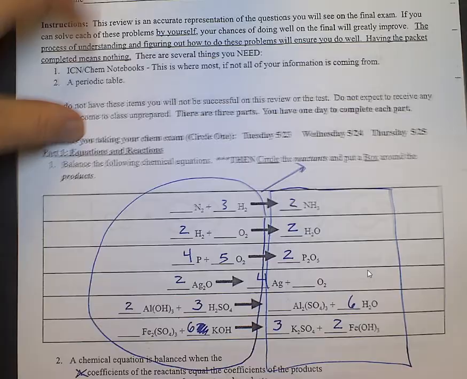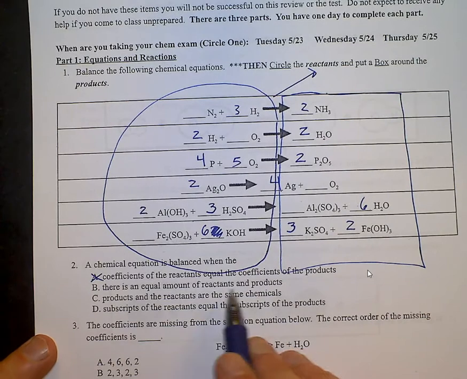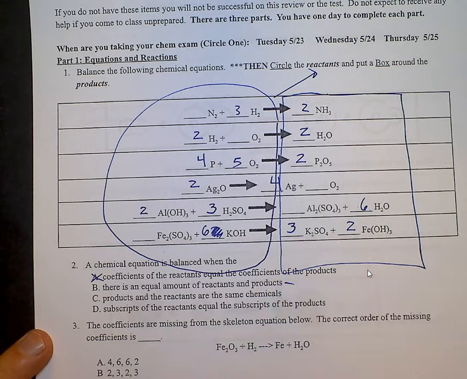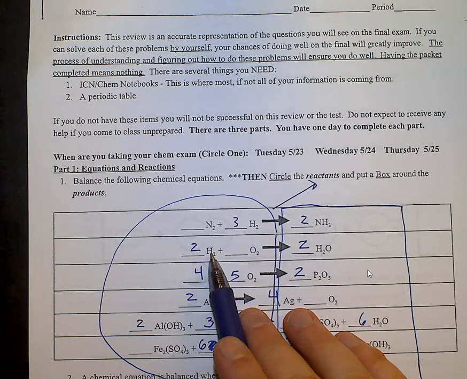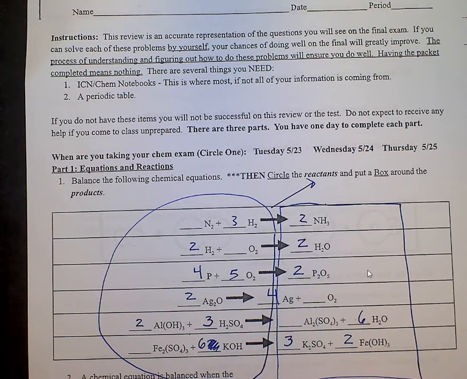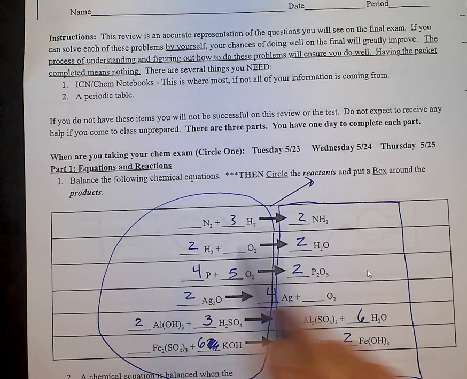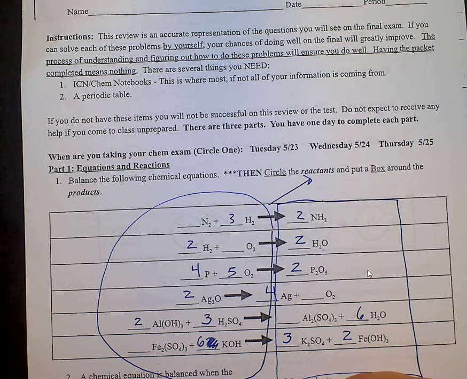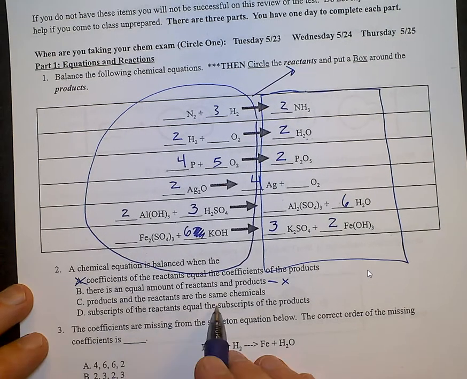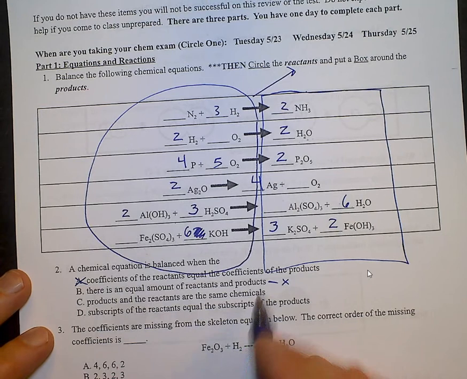B, there's an equal amount of reactants and products. It depends on how you're interpreting that sentence. If what we're saying is we have 4 hydrogens, 2 oxygens, 2 oxygens, that's correct. If we're saying that we have 2 reactants and 1 product, then it would be wrong. Okay? C, products and the reactants are always the same chemical. No, they're not. They're different.